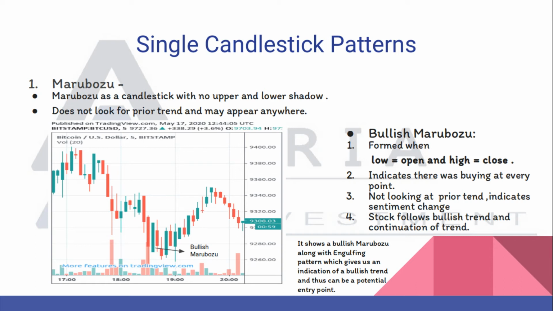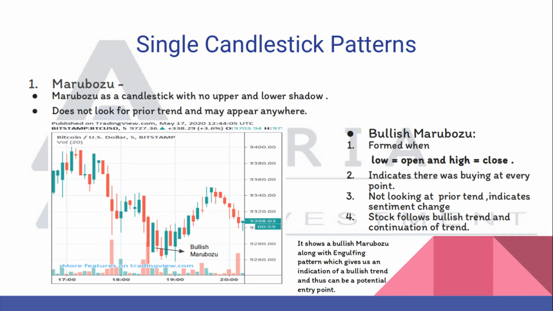Bullish Marubozu is formed when the low is equal to open and the high is equal to close. As we can see, bullish Marubozu consists of a bullish trend and it says that at every point there was buying and the market steadily rose and closed at the high. We can also see that the sentiment has changed and the stock is now bullish. The expectation is that with this sudden change in sentiment, there is a surge of bullishness and this bullish sentiment will continue over the next few trading sessions.